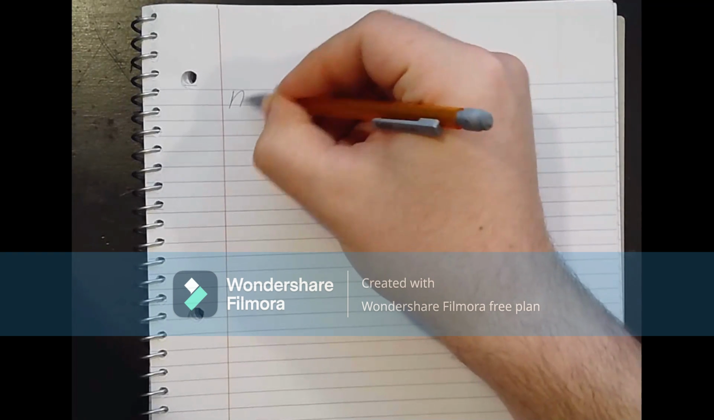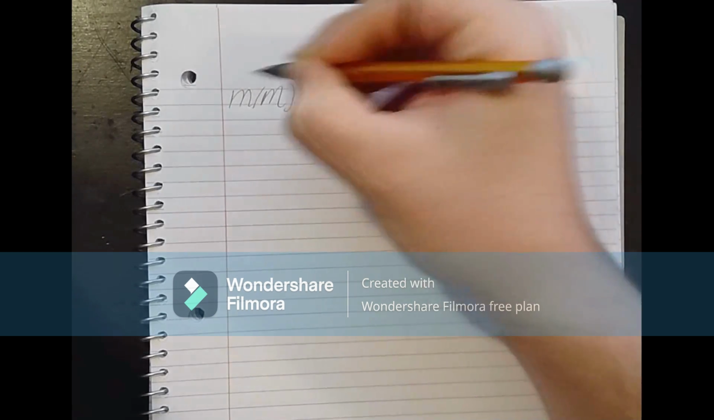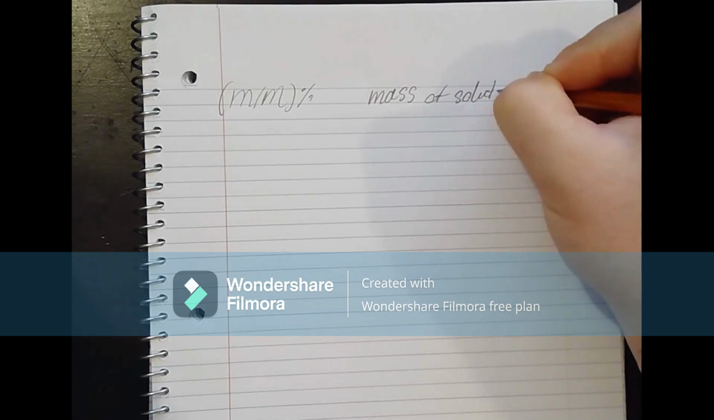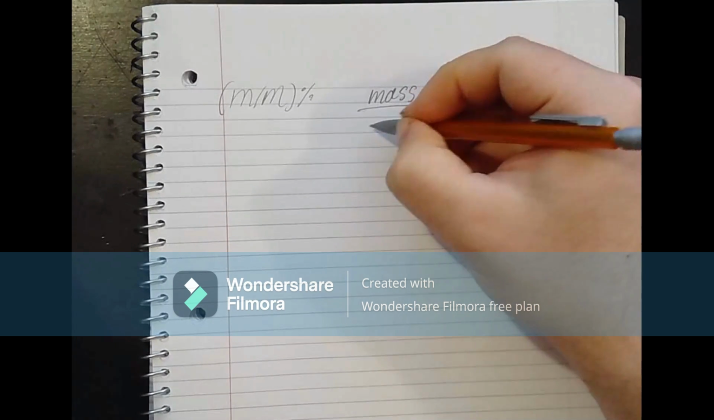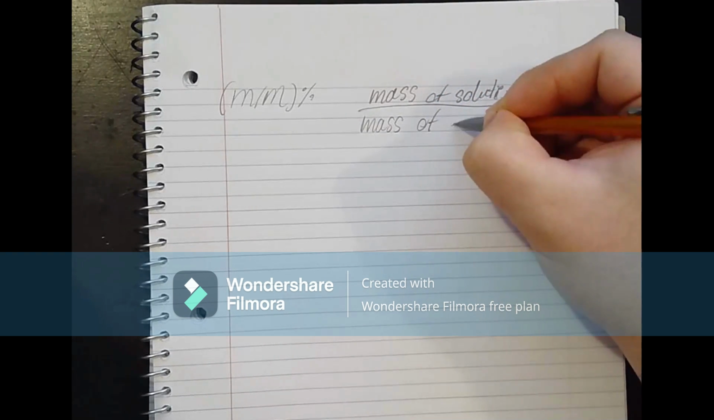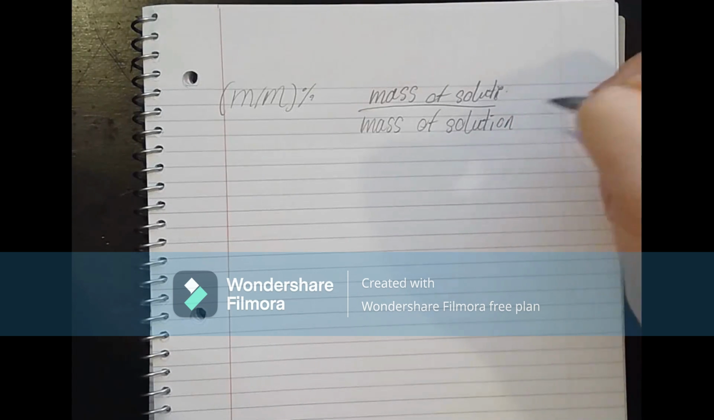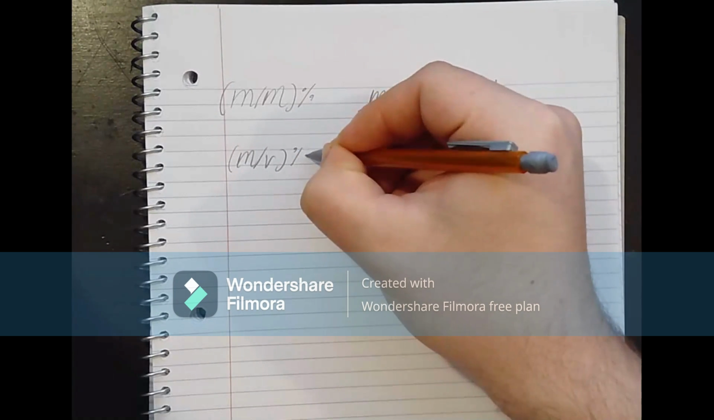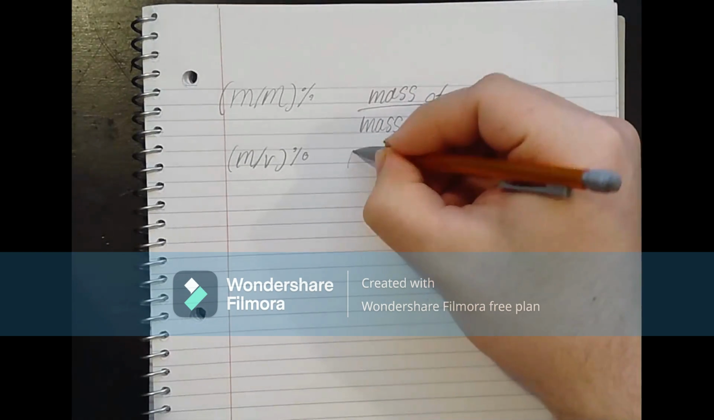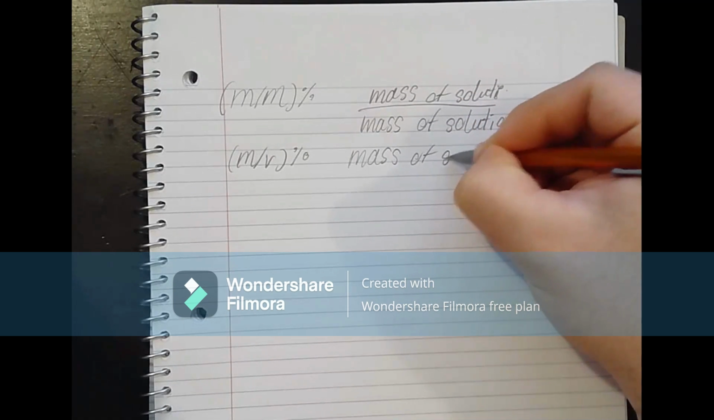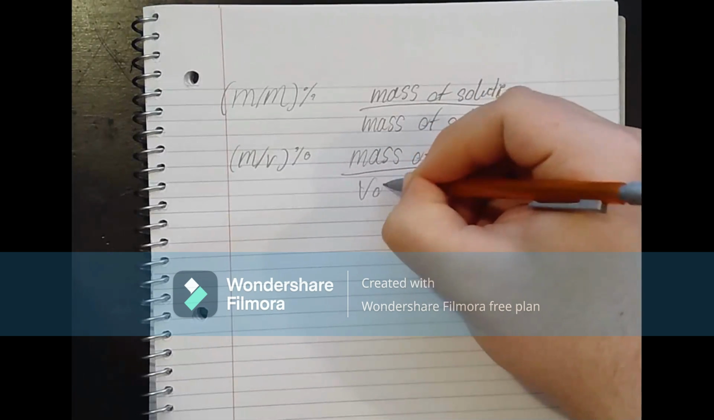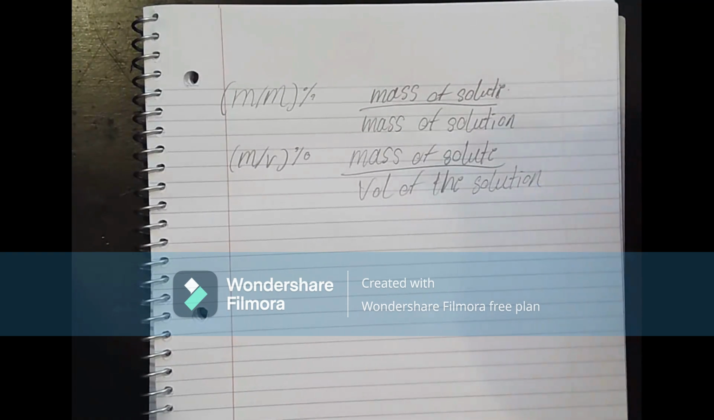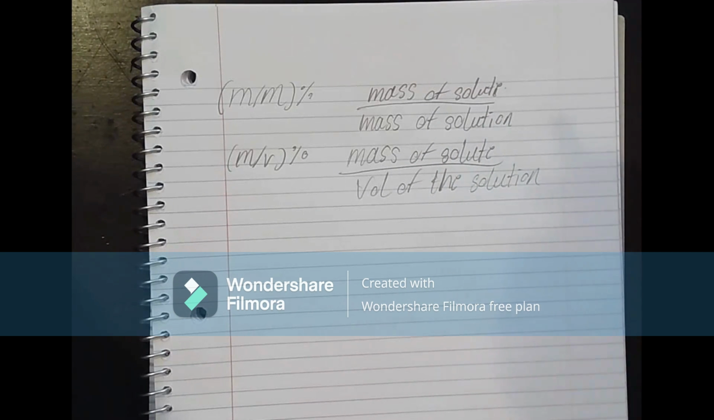Now, mass by mass composition is fairly easy, as what it really is is the mass of solute over the entire mass of the solution. Meanwhile, mass over volume composition is essentially the same thing, except you're still taking the mass of a solute, but this time it's over the volume of the solution. We'll practice these two relationships later on when we get to our practice problems.